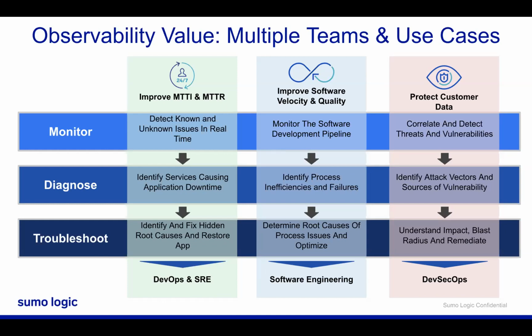Many of you must already know that observability means different things to different teams, and has different use cases. But as a pillar, it has monitor, diagnose, and troubleshoot as the main key components which build observability. Of course, it involves improving MTTI and MTTR. It talks about improving software velocity and quality, which is today's topic, and about the overall DevSecOps story: how you can detect and protect your enterprise.